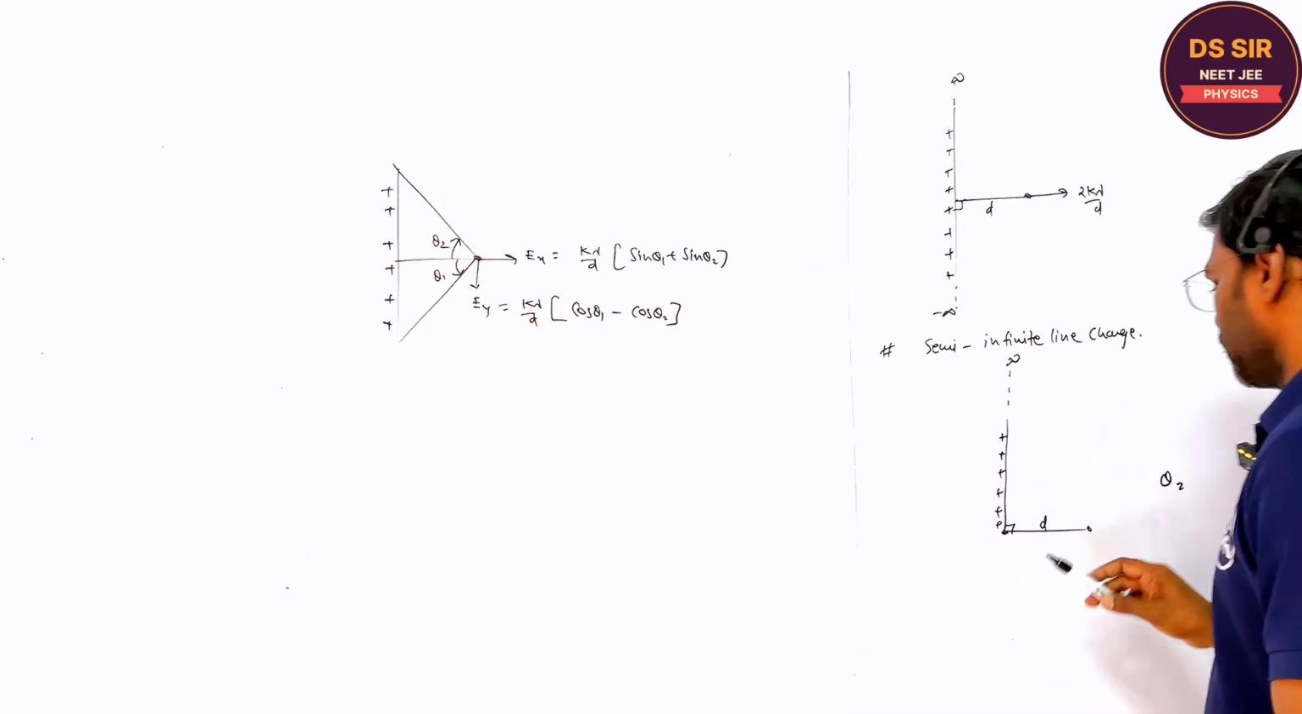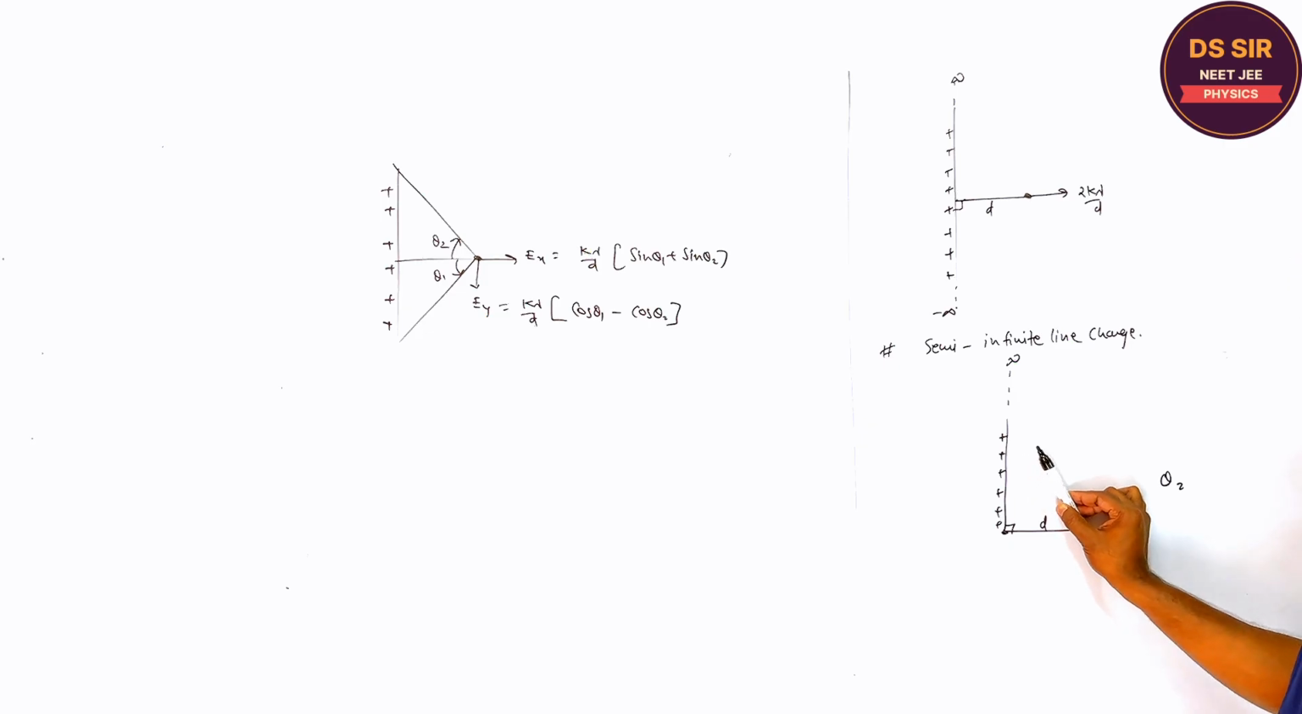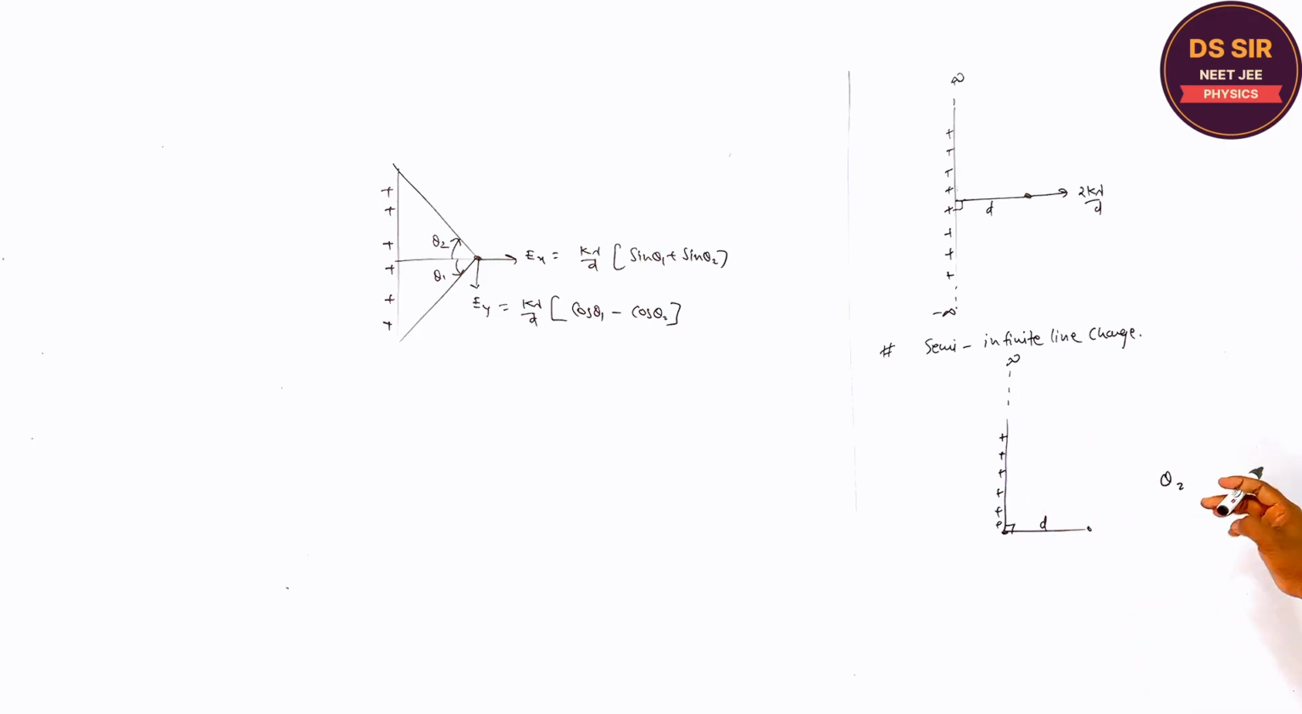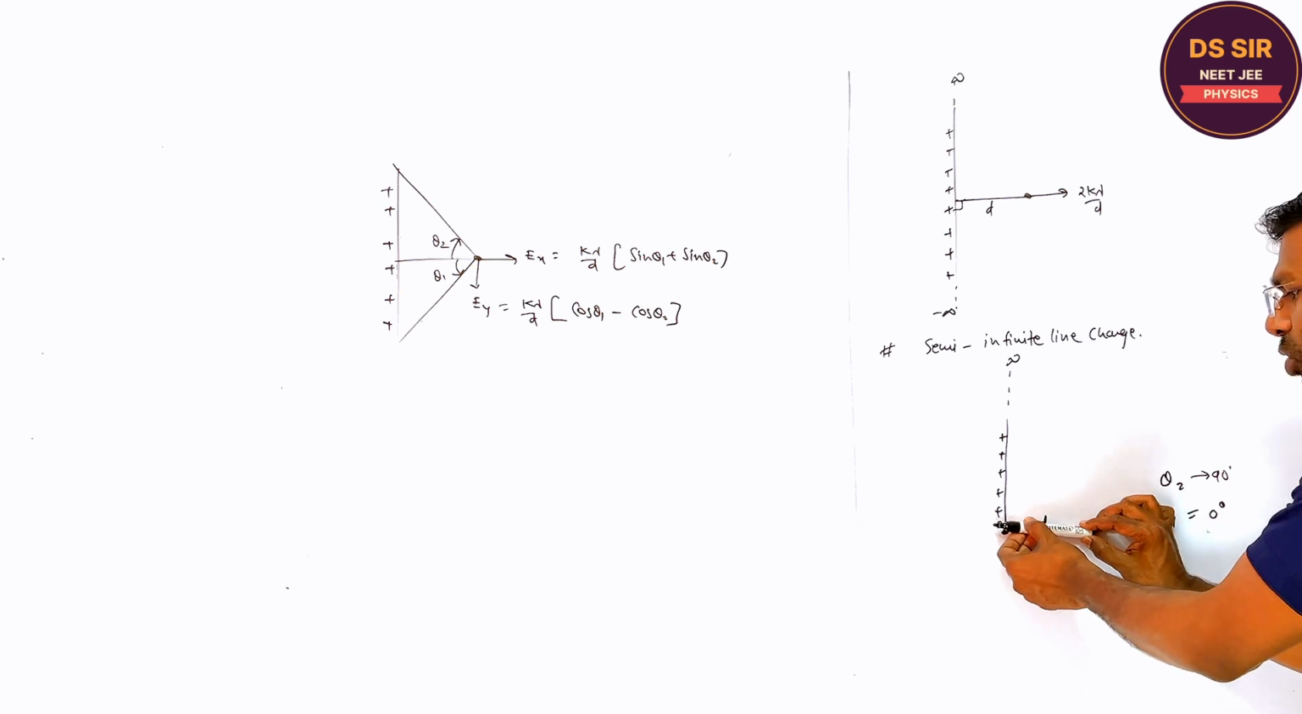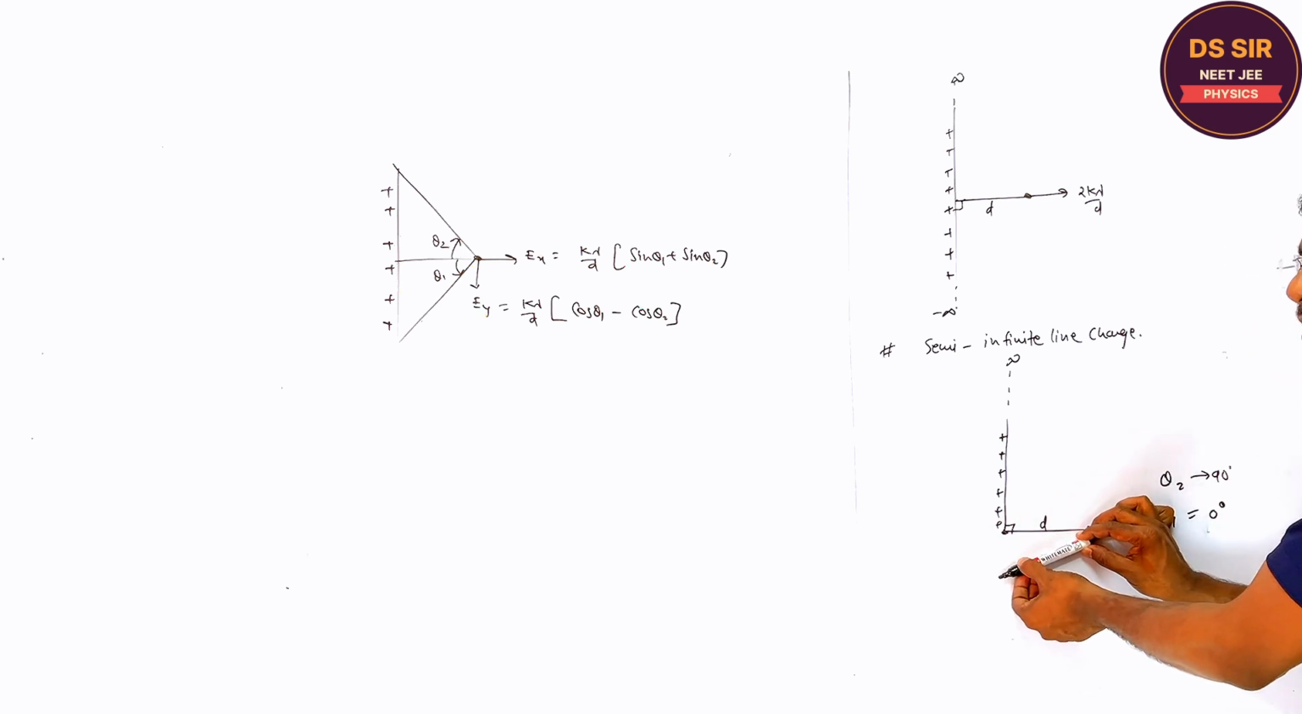For this, the point B is tending to infinity. Therefore, theta 2 is tending to 90 degrees. You may write it as tending to. And what about theta 1? Theta 1 is equal to 0 because there is no portion on this side.